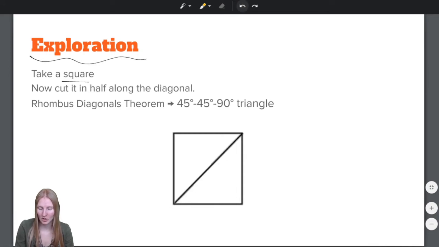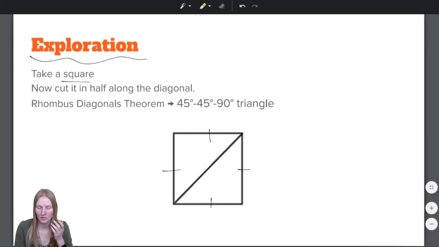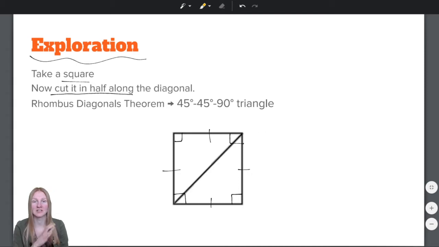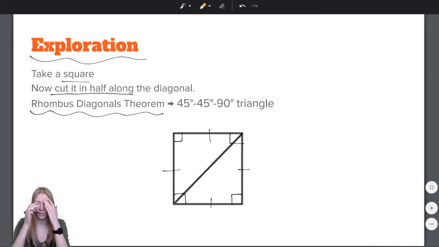So this is a square, and remember, a square is a rhombus, which means that all the sides are congruent. And a square is also a rectangle, which means that all of the angles are 90-degree angles. Now, we are cutting this square in half along the diagonal. So let's draw this line down the middle, along the diagonal. Remember from section 7.4, part 1, the rhombus diagonals theorem says that the diagonal of a rhombus bisects the angles. So if this is a 90-degree angle in the corner and we bisect the angle, we are cutting 90 degrees in half.